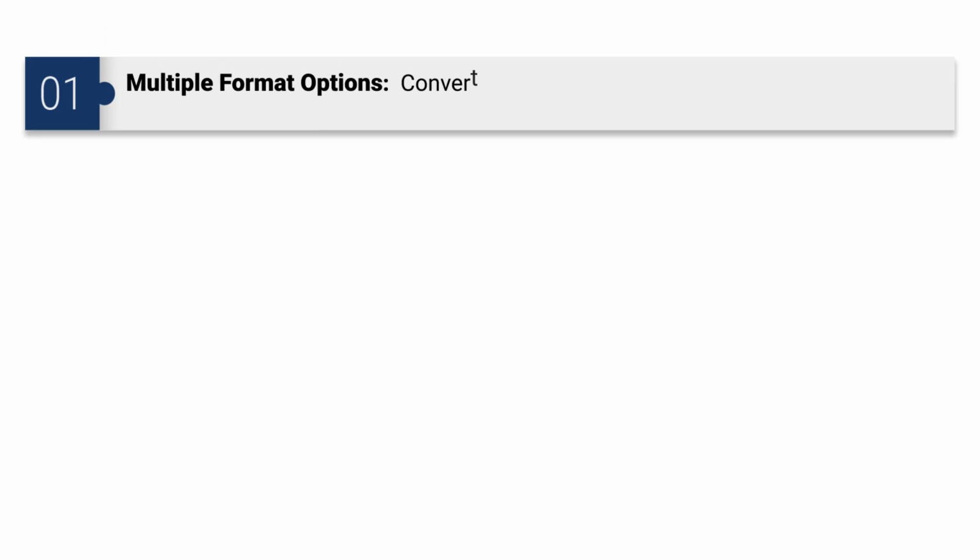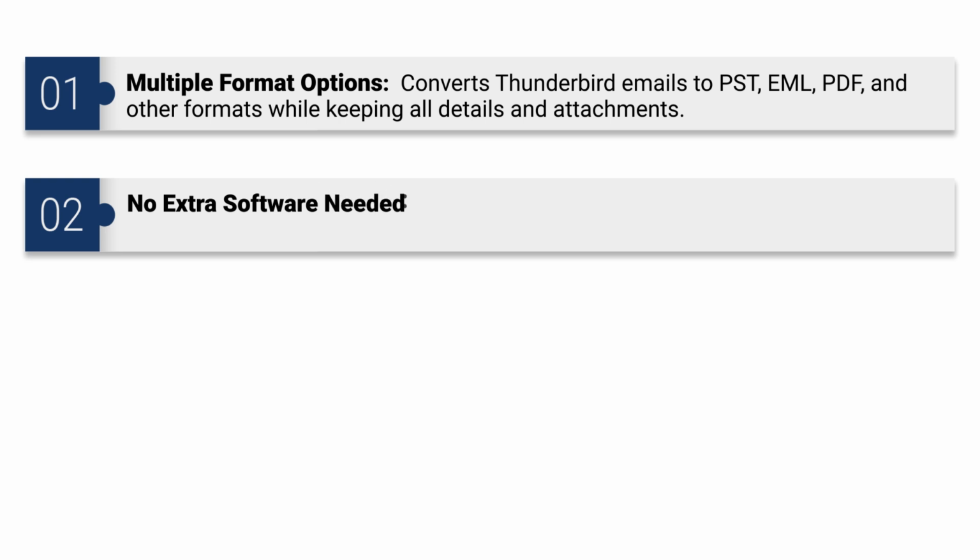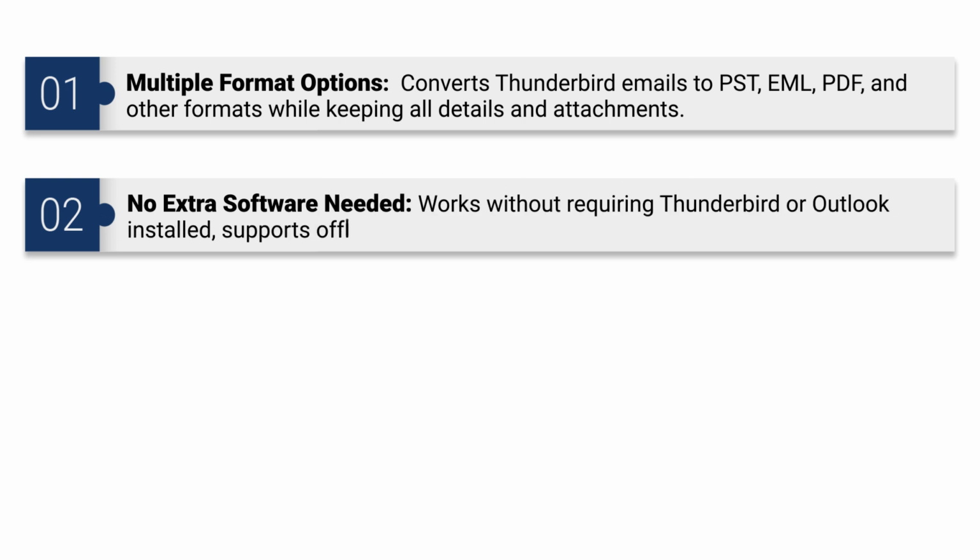Multiple format options. It converts Thunderbird emails to PST, EML, PDF, and other formats while keeping all details and attachments. No extra software needed. It works without requiring Thunderbird or Outlook installed and supports offline files.